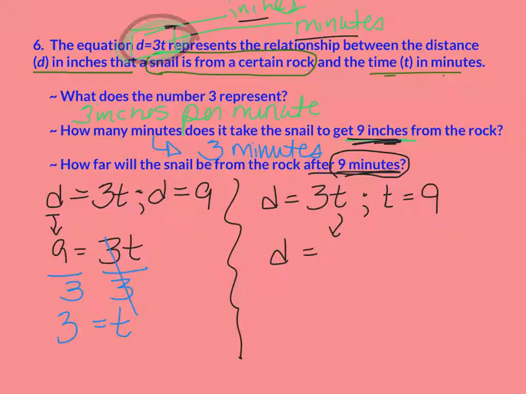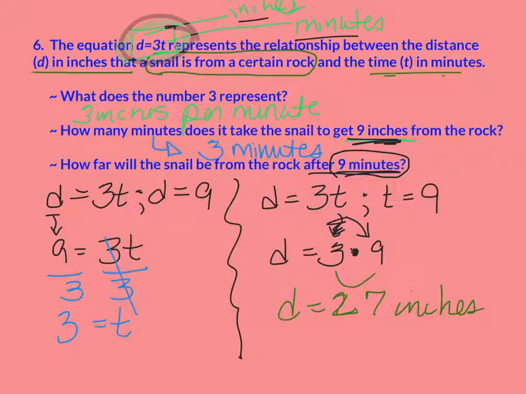So I'm going to have d equals 3 times 9. I know it didn't exactly line up, but hopefully you understand that isn't going over here. It's really going over there. That's my t. And then this is far easier to solve than the other one. Not that the other one was hard, clearly. I'm just going to simply multiply. d is equal to 3 times 9 is 27. And I know that 27, how far would the snail be? It will be 27 inches from the rock. There we go.